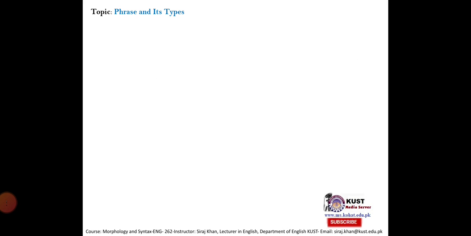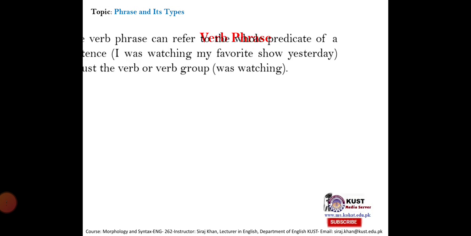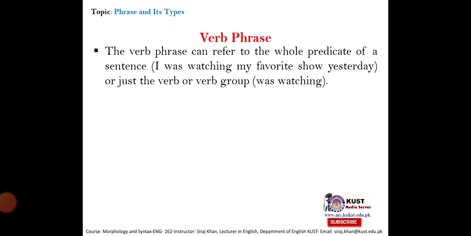Here the second is the verb phrase. A verb phrase can be the predicate of a sentence or a clause. Verb phrases are one of the 8 types of phrases in a sentence. They include the helping verb and main verb in a sentence. The verb phrase can refer to the whole predicate of a sentence, like I was watching my favorite show yesterday.